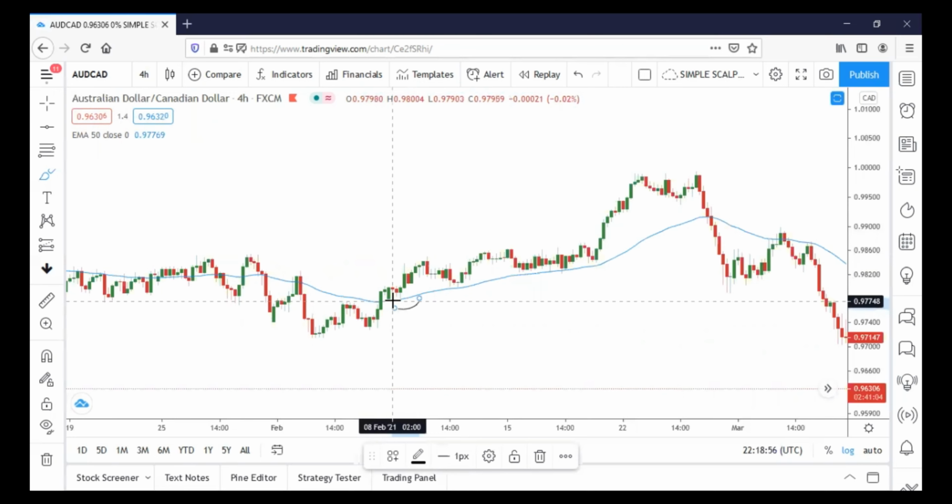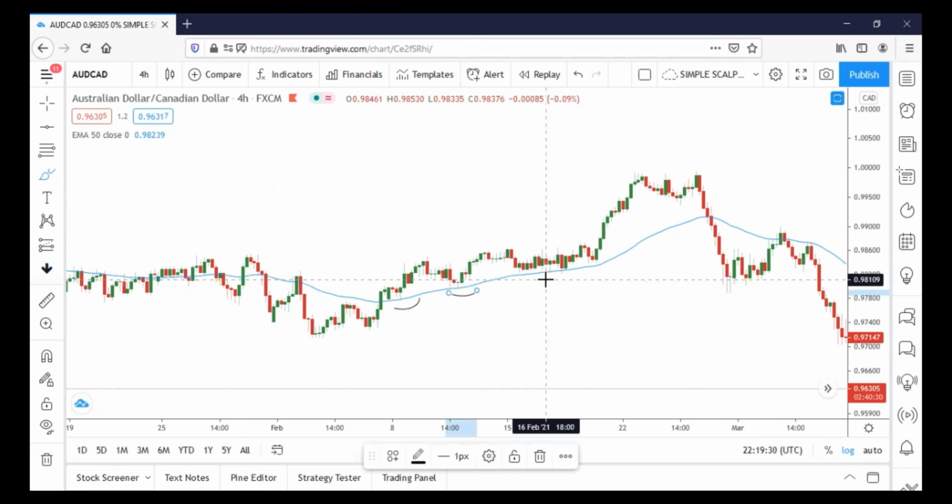Because the first touch is not so mature, we want to wait for the second touch. The second touch is a confirmation to us that it is a very valid area for us to take a trade. So we have the second touch right here, the third touch right here, and another touch right here, guys. So let's say we have about 3 touches right here.